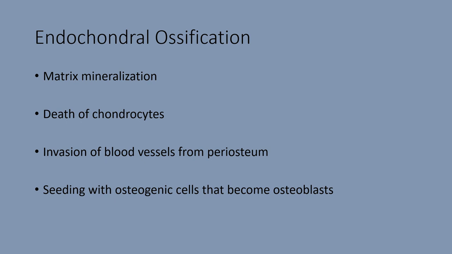The steps that are going to occur are, first, you have your matrix mineralization. It starts to harden. As that happens, you're going to have your chondrocytes dying. Then you have invasion of the blood vessels from your periosteum. They're going to start extending through there. And the blood vessels are going to be bringing with them some of your osteogenic cells, which, remember, what do they do? They become your osteoblasts.